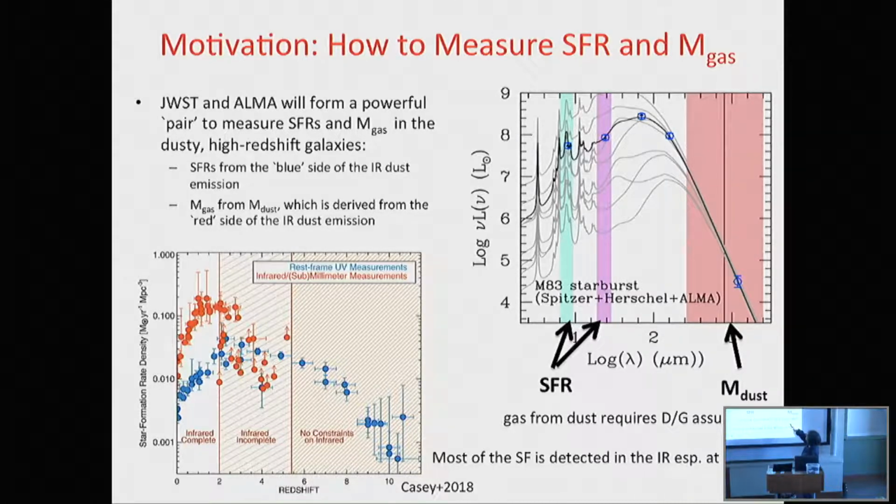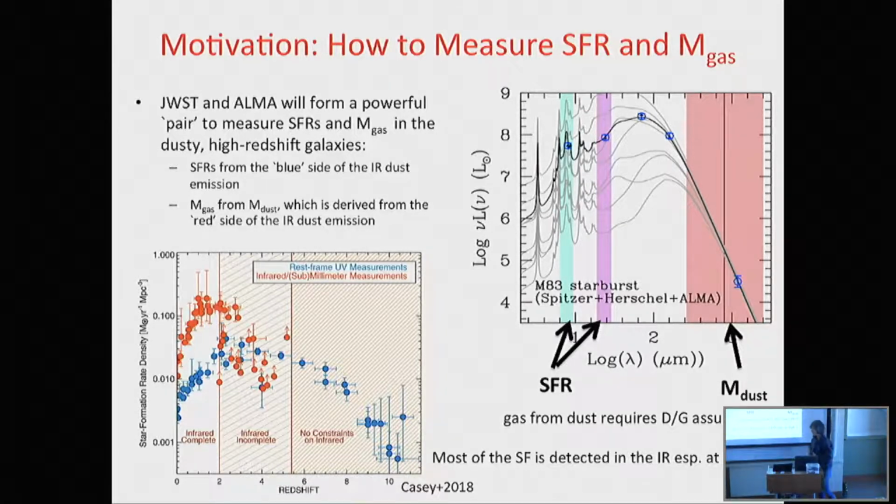The black line is a fit to the spectral energy distribution, nu F_nu as a function of log lambda, using the Draine models. What you see highlighted in color are the cyan band and the magenta band, which show you where you will measure star formation rates. They've been calibrated. And the reddish band to the right of the peak shows you where you will measure the dust mass, and then convert it to a gas mass. So star formation rate to the blue side, gas mass to the red side.